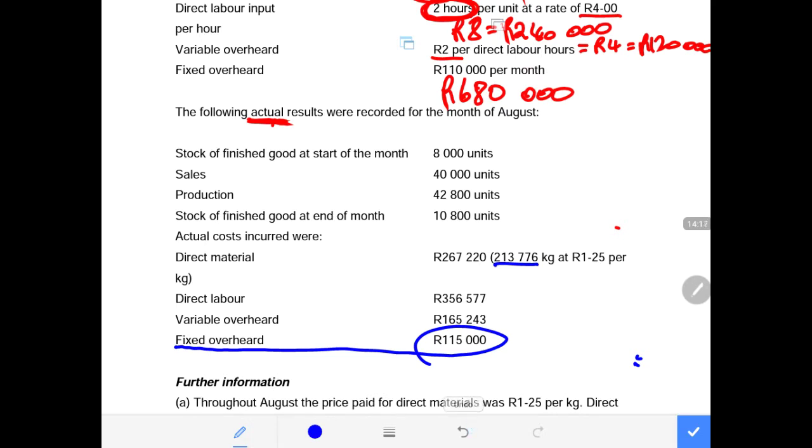Now, very far away from what we anticipated. Previously, we had 110,000 rands. It was 110, we have 115. So there will be 3,000 rands difference. But we are not required to do the fixed cost variance. If you remember, only the variable cost.